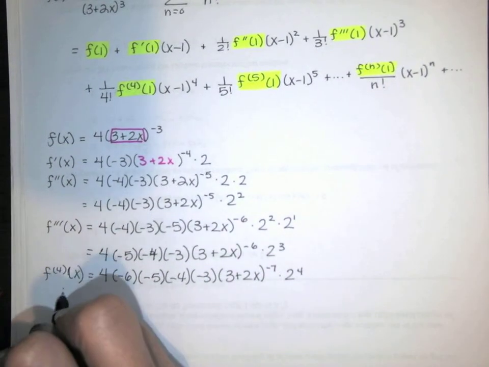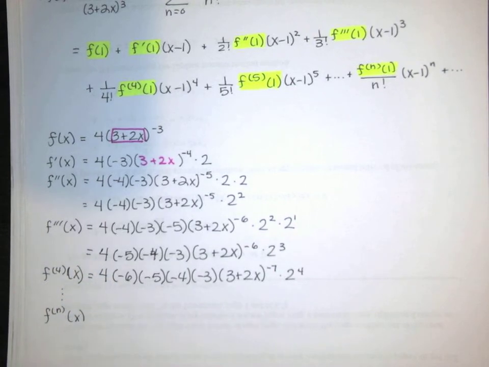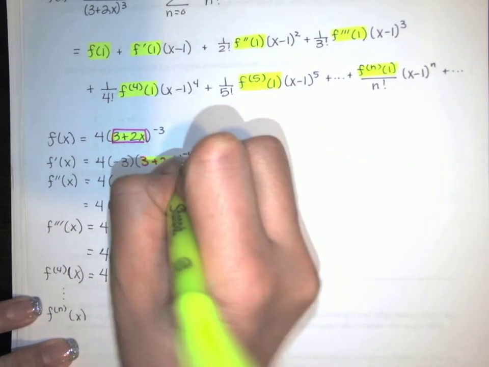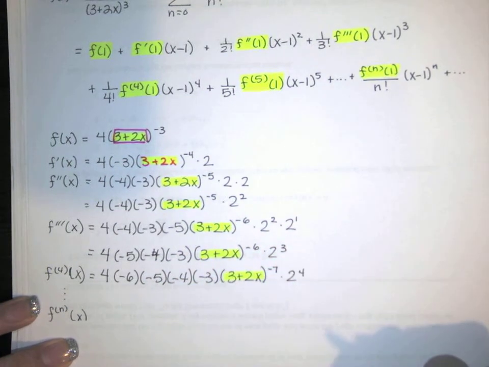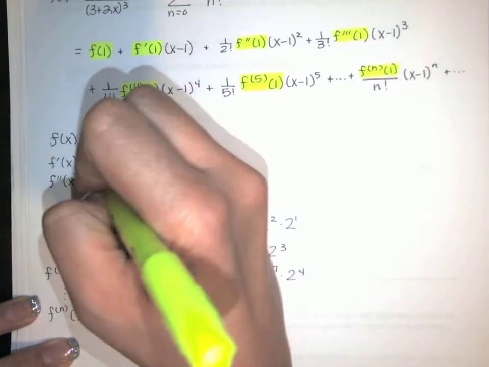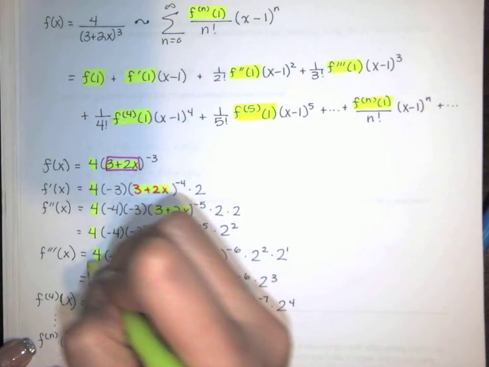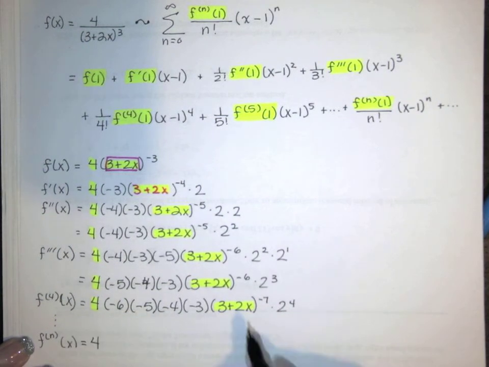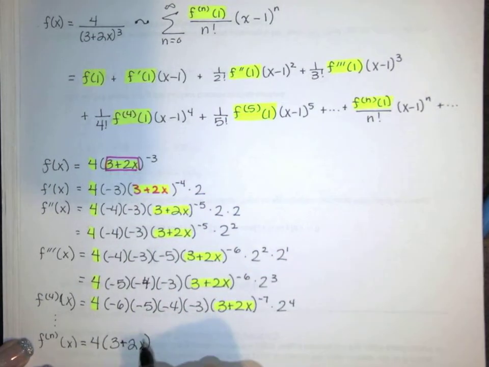Okay, so the first thing I do whenever I'm looking for a pattern is I think about what all of these have in common. What is staying the same? Well, it doesn't matter which order derivative we're looking at. I've got a 3 plus 2x in parentheses, so I can write that down. Notice they also have a 4 in common, and that's because of the function, there was a 4 in the numerator. So that 4 is going to be in all of those derivatives. So we have a 4, and then we have this 3 plus 2x raised to some power. And notice all the powers are negative.